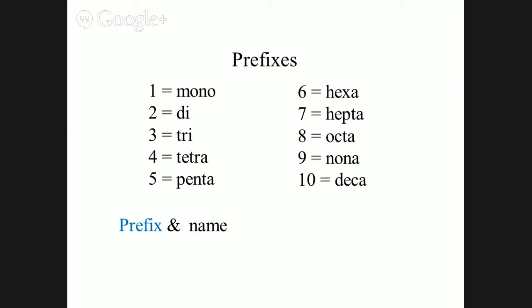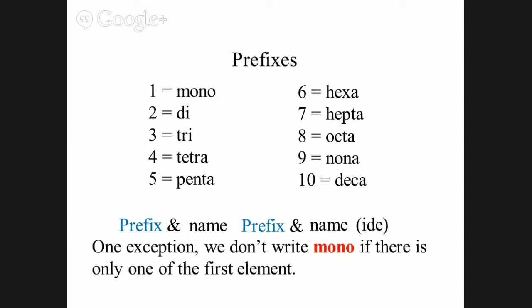And again, it's just prefix, name, and the second name is going to have an IDE ending. There is one exception, however, to using these prefixes. We can use mono if it's for the second element. We do not use mono for the first element. So in other words, we can have something like carbon monoxide, but we're not going to have monocarbon monoxide.